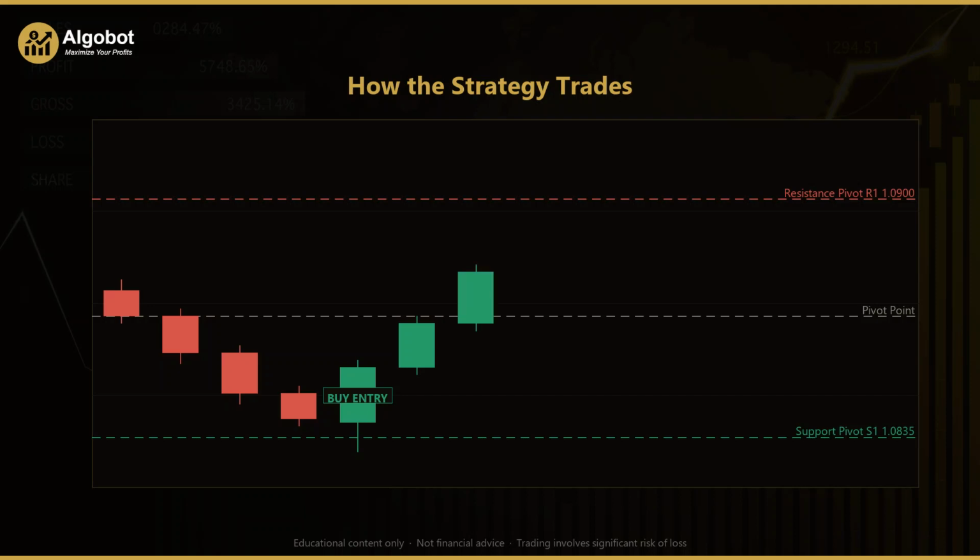This is the exact condition the strategy is built to detect, and it places the buy entry marker right here. The stop loss sits just below the low of that engulfing candle, beneath the support wick, and the take profit target is set a scalp multiple of that candle's range above the entry.